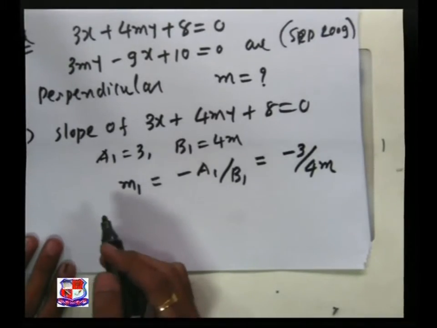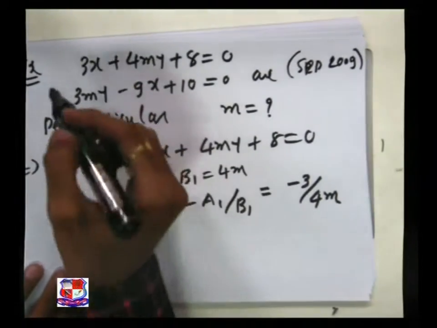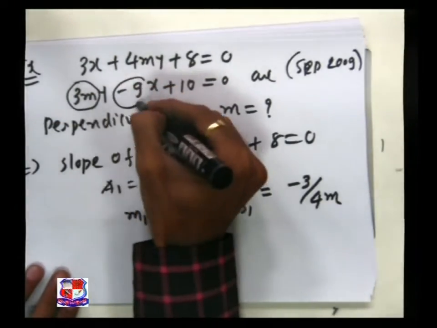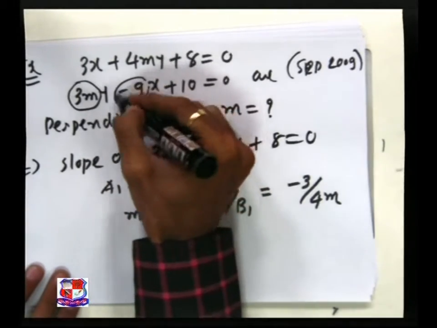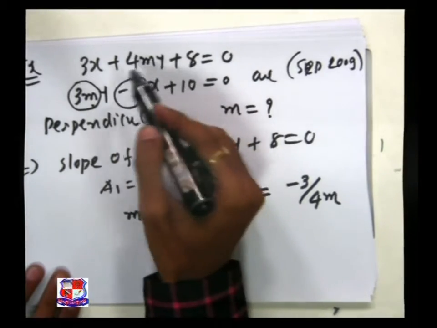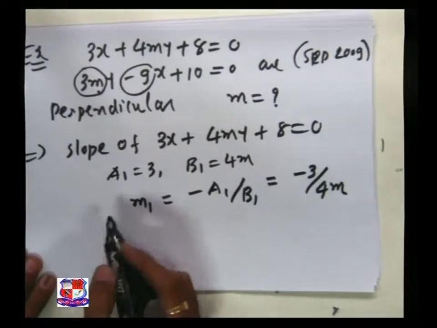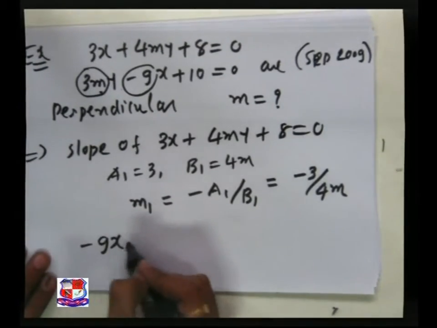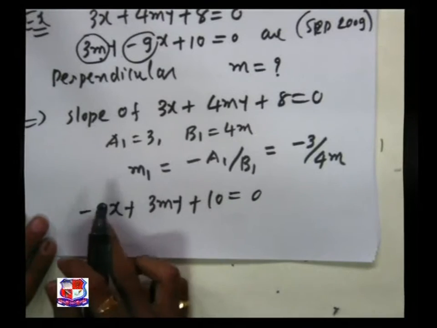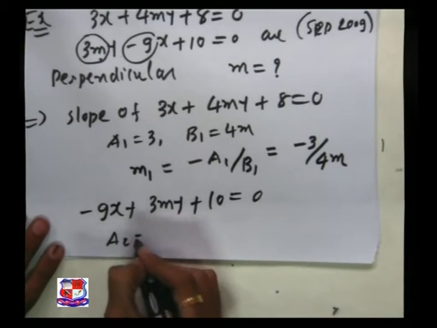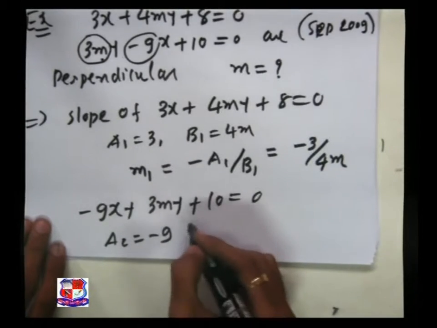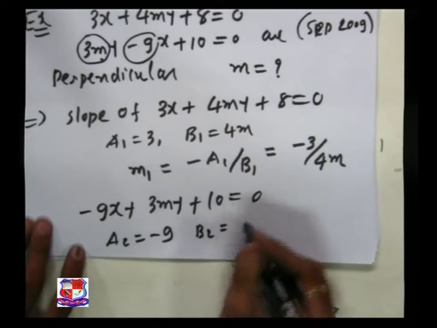In the same way, for the slope of the second line, I will directly say that this one is a2 and this one is b2, because here it is 3my minus 9x. So first I will rearrange the equation, which is minus 9x plus 3my plus 10 is equal to 0. So here a2 is equal to minus 9 and b2 is equal to 3m.